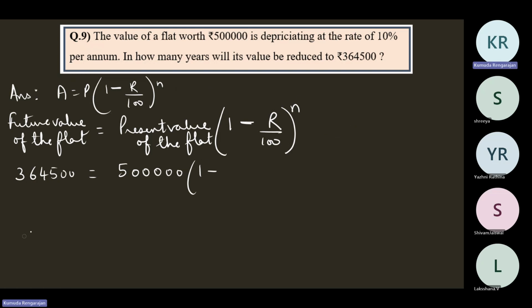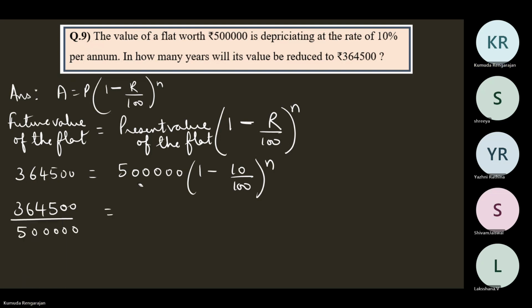So here I'll write 10 by 100 to the power n. N we don't know, we have to find. So as always, bring the other number, or this principal number, for division. So 3,64,500 by 5,00,000 is equal to the bracket. Here you can simplify, 0 and 0 get cancelled.